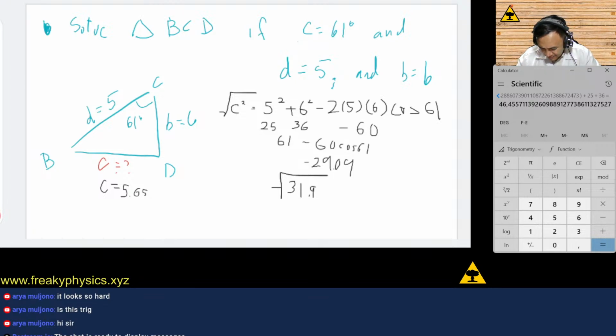Why is it different? My answer is 46.45. Let me redo that one more time. Plug everything in all at once. Take the cosine of 61, and multiply that by negative 30. 2 times 5 is, oh, negative 60. My mistake. Okay, I'm the one who's wrong then. Negative 60. All right, there we go. So this is correct. Then plus 25 plus 36. And then take the square root of the whole thing. 5.65. So correct. Yay. Great job.